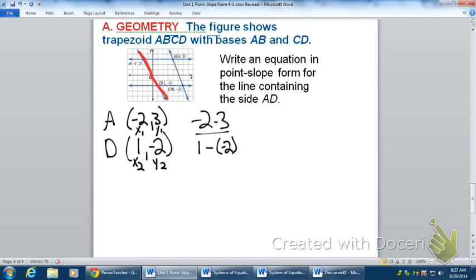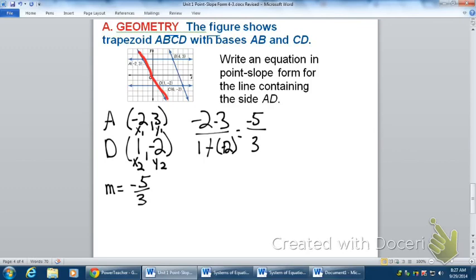Okay? So I'm solving for the slope. Up top, that's going to be a negative 5. On the bottom, 2 negatives make a positive. That's going to give me a 3. Okay? So now we have the slope. So our m is equal to negative 5 over 3.